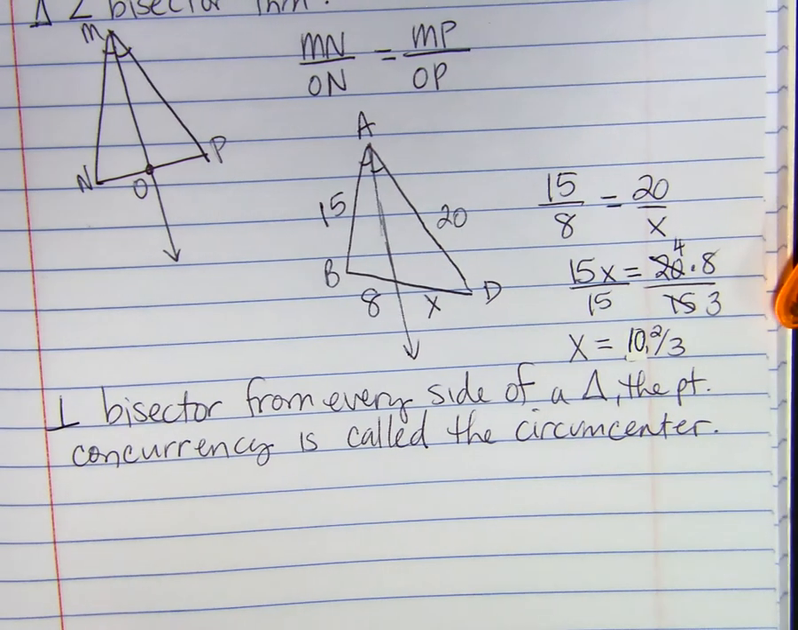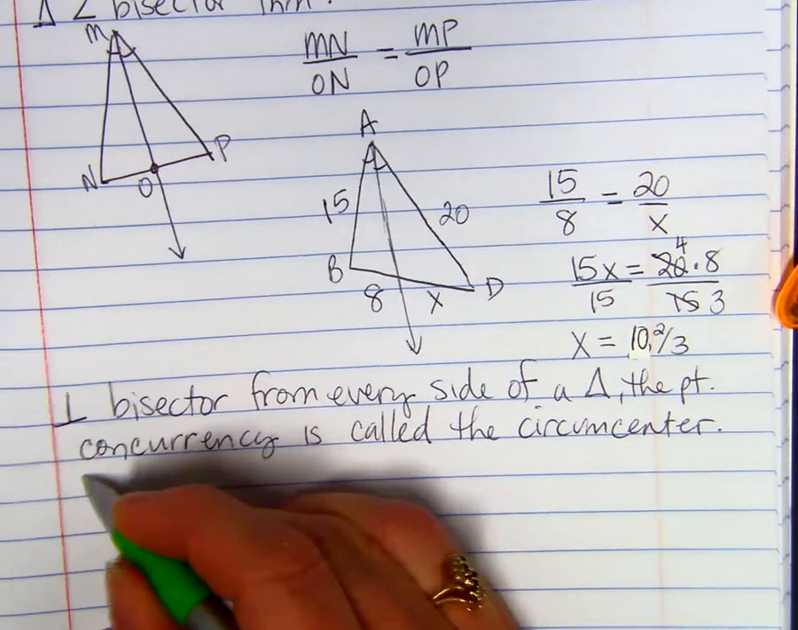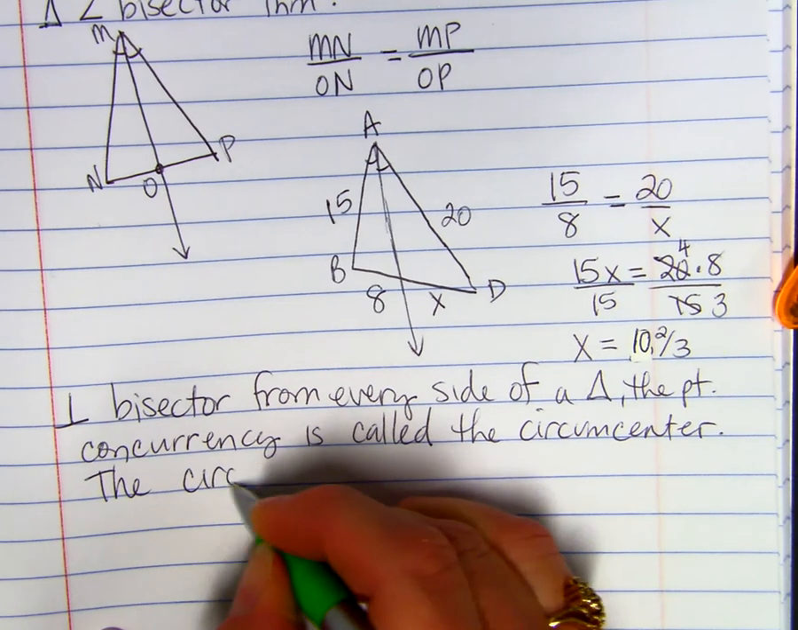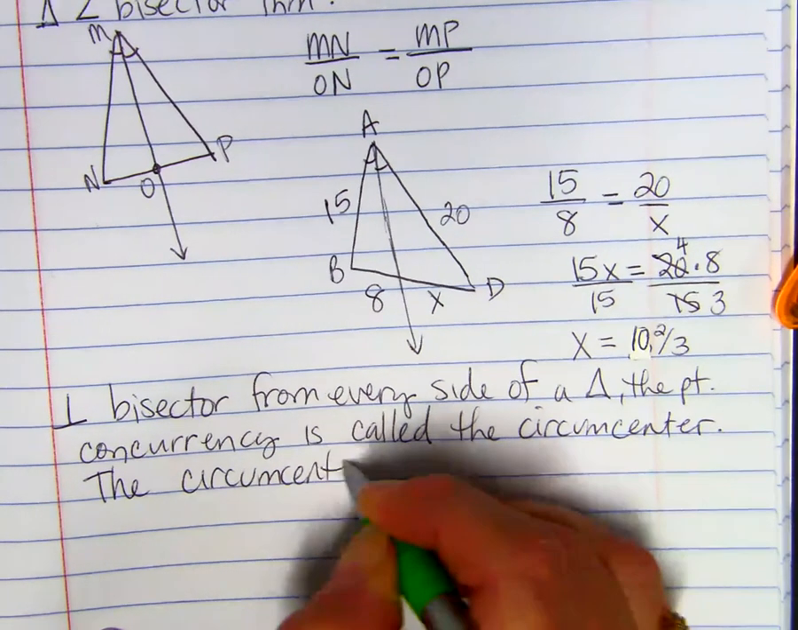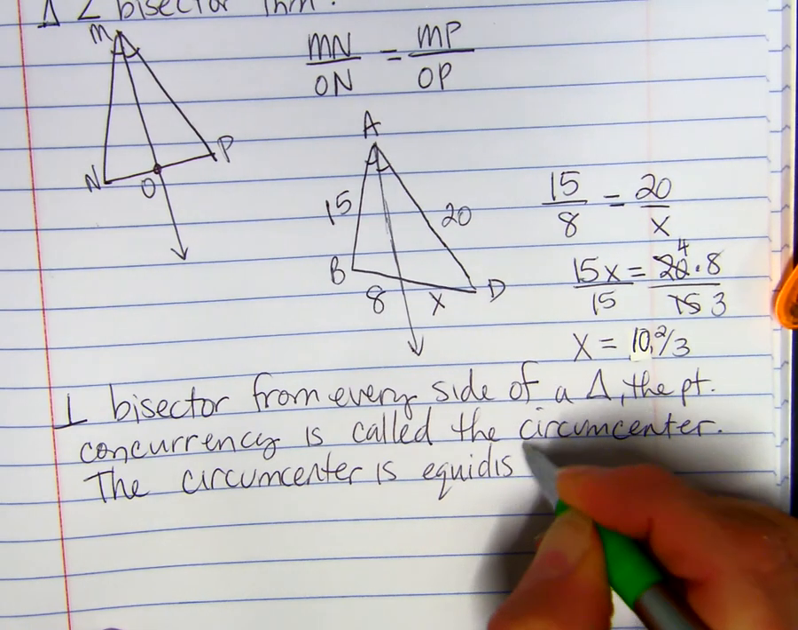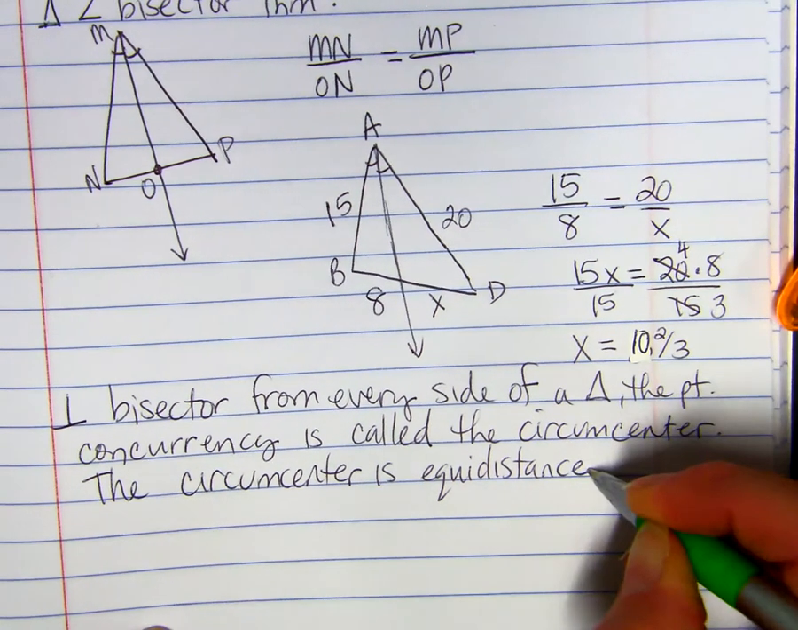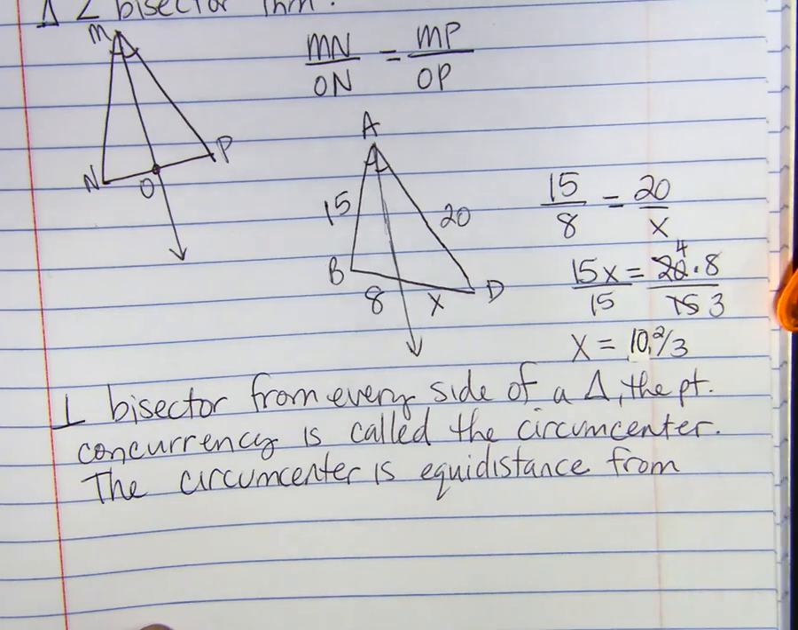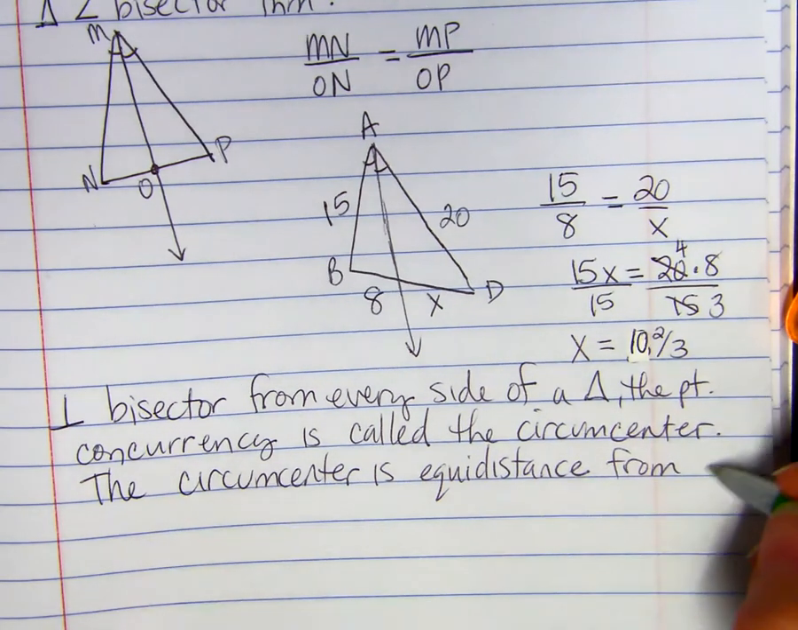The circumcenter is equidistant, which just means the same distance, from all the vertices of the triangle.